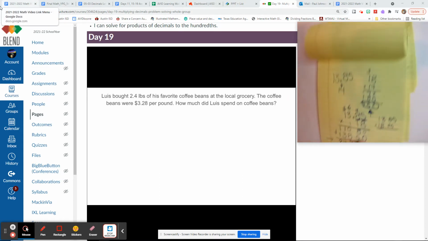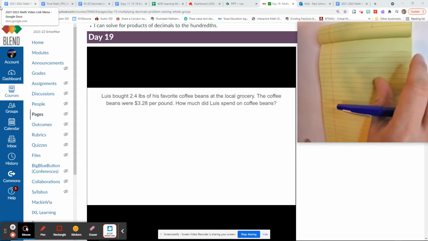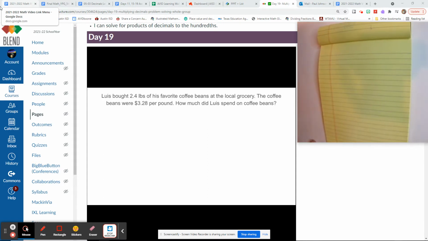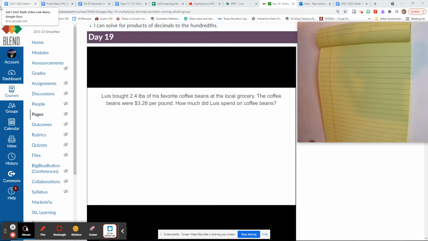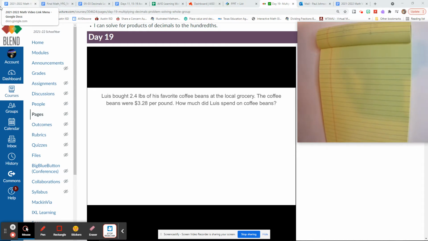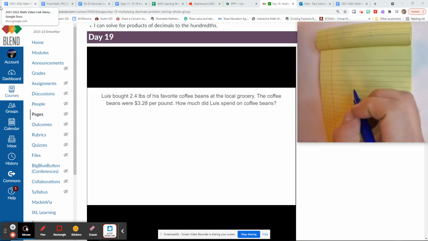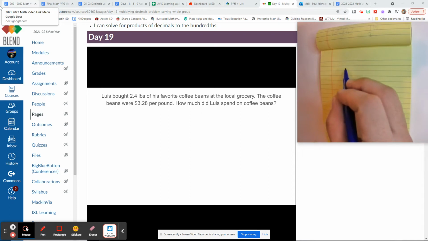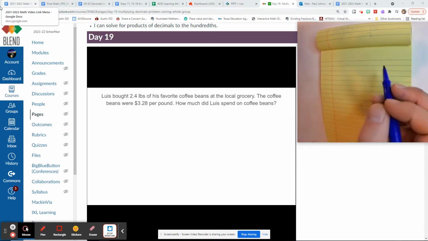Okay, so Luis bought 2 and 4 pounds of his favorite coffee beans at the local grocery. The coffee beans were $3.28 per pound. How much did Luis spend on coffee beans? All right, so this one we can do a couple ways, but let's go ahead and take a look at the algorithm because it always works.